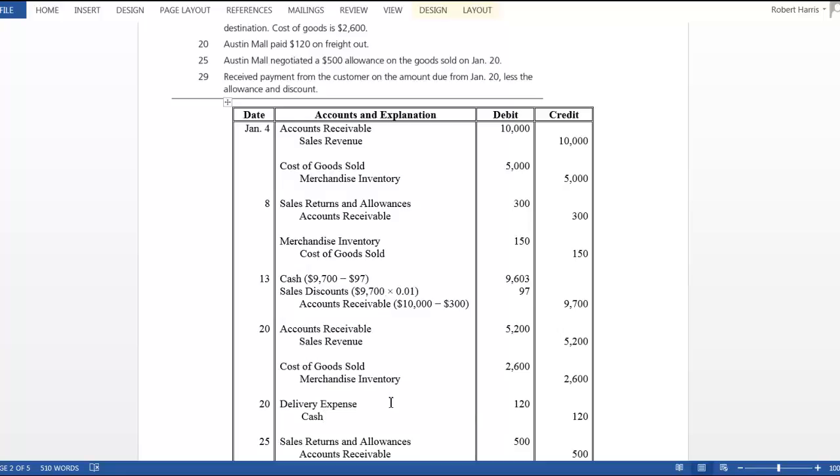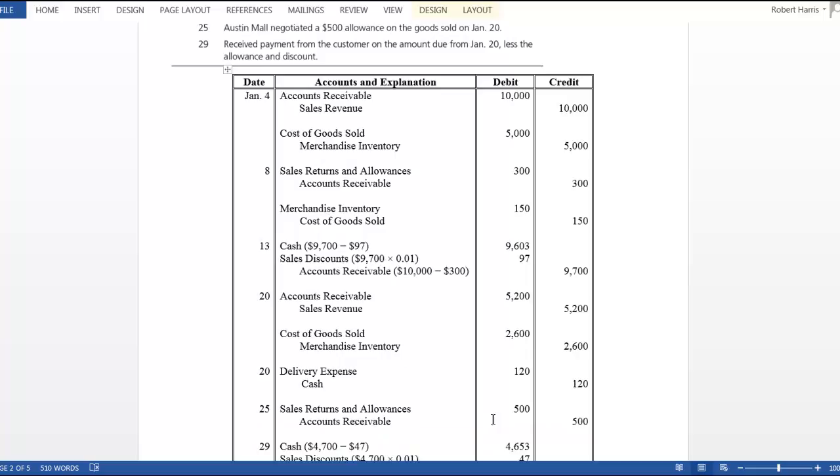On the 25th, it says we negotiated with a customer a $500 allowance on some cost of goods sold. So, not on cost of goods sold, which is an expense account, but on the goods sold on the 20th. So up here there was this sale. Now maybe something happened. It said there's an allowance. Maybe we sent them the wrong color. Maybe they were damaged. So we're going to knock $500 off the price. We're going to do that by reducing accounts receivable. And up here we're going to use this contra revenue account, sales, returns, and allowances.